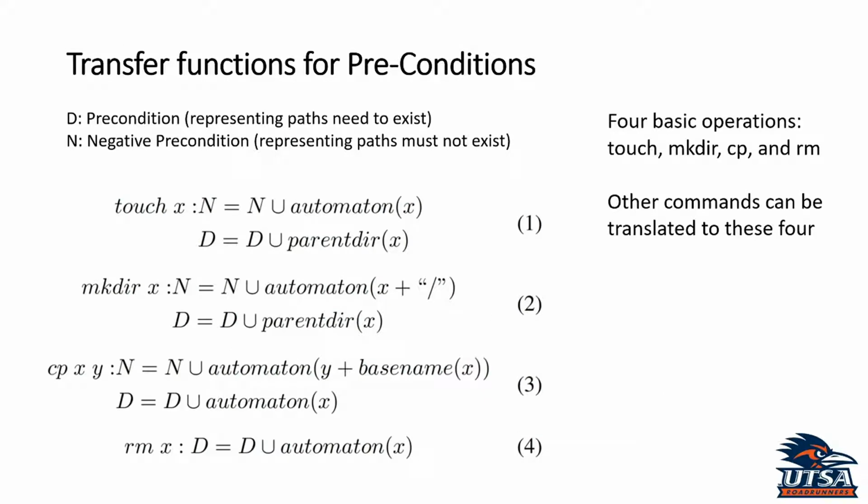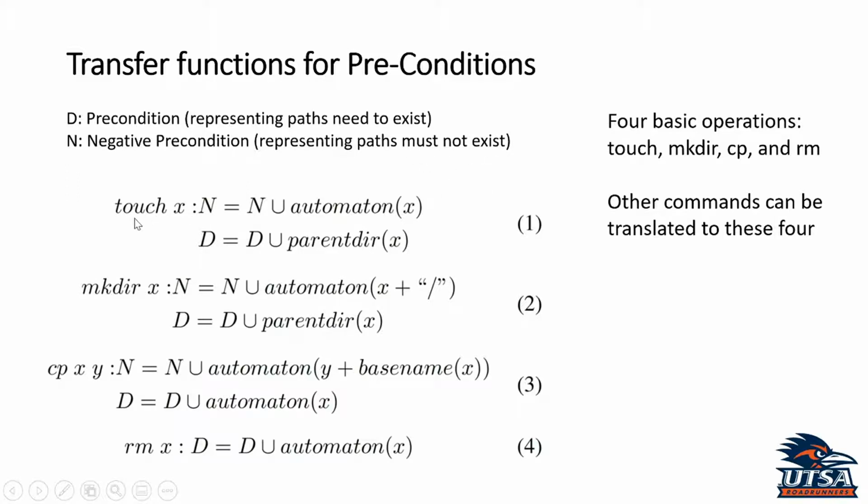Based on this abstract domain, we are able to define the transfer functions for preconditions. In particular, we consider four basic operations: touch, make directory, copy, and remove. Other commands can be translated to these four. We have two domains. The E domain is the existence precondition domain, which means that the path needs to exist. And the N domain is the negative precondition domain, which means that the path must not exist.